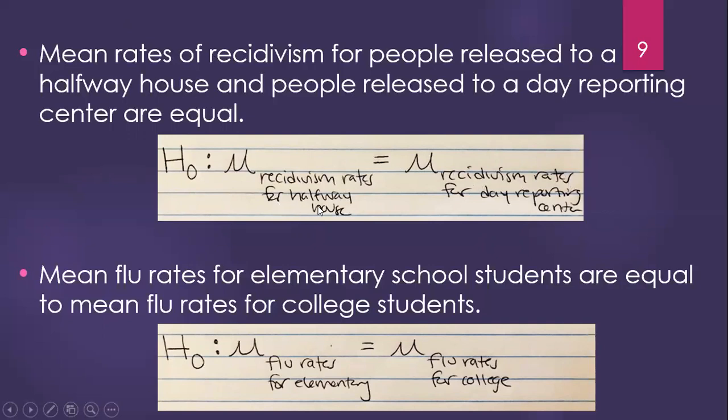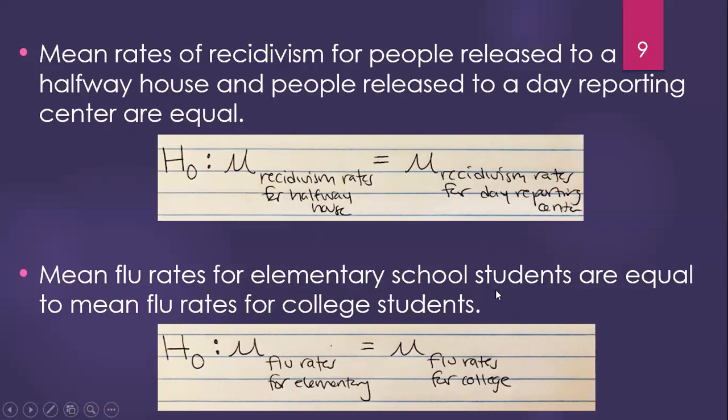And then we have to figure out how the independent variable breaks down into two categories. Here it's recidivism rates for halfway house compared to recidivism rates for the day reporting center, with the understanding that our null is always a statement of equality, that the independent variable does not influence the dependent variable. If that's the case, it's because the means for both groups are equal. Our mean recidivism rates for people released to a halfway house and people released to a day reporting center are equal.